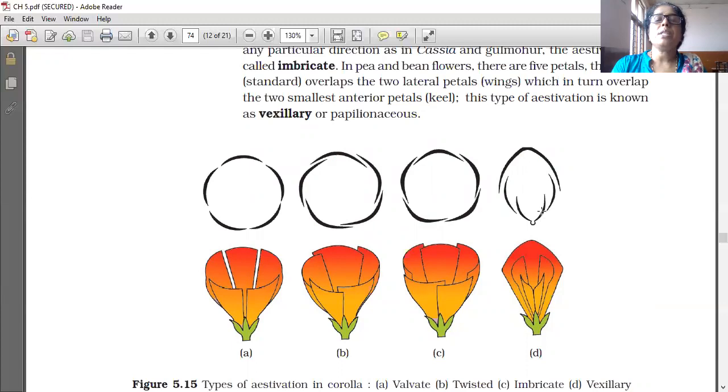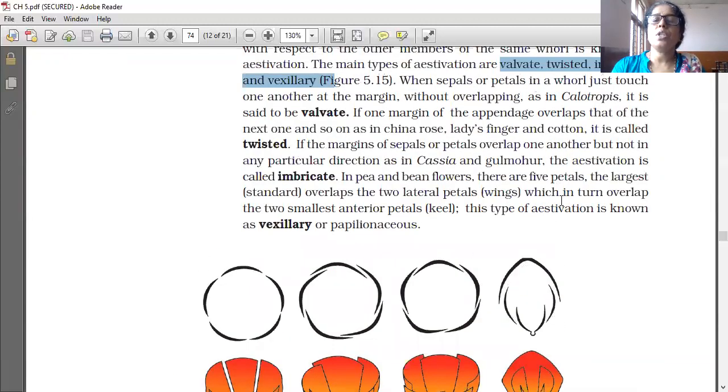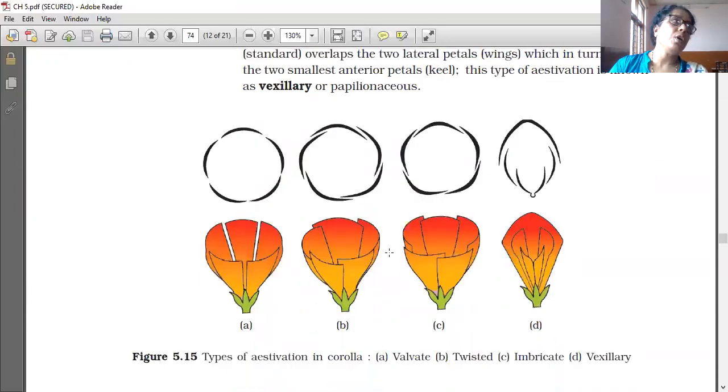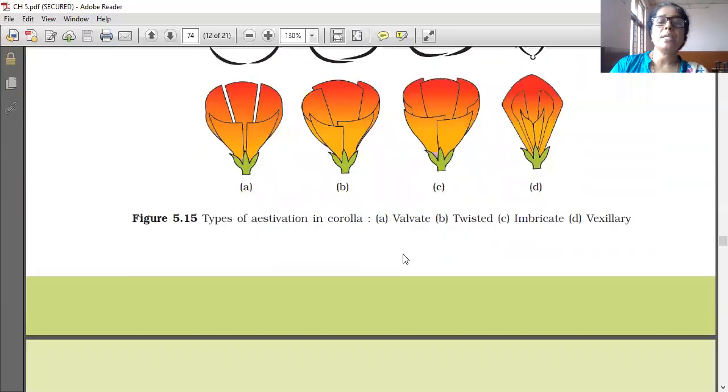Total 5 petals are there. The largest one overlaps the 2 lateral petals, and one is completely outside. That is again overlapped by the 2 smallest anterior petals. This type of estivation is known as vexillary or papilionate.